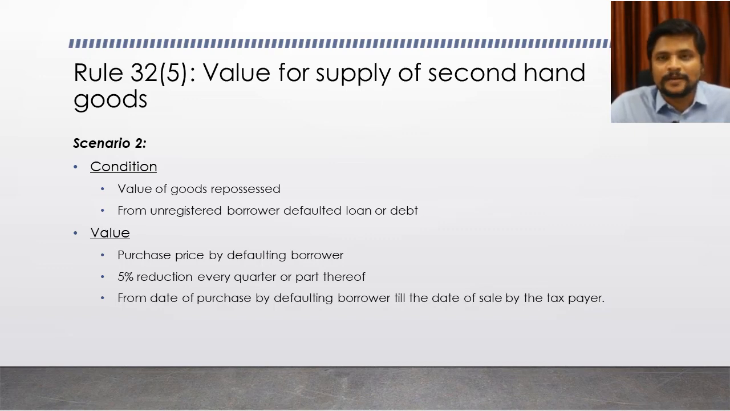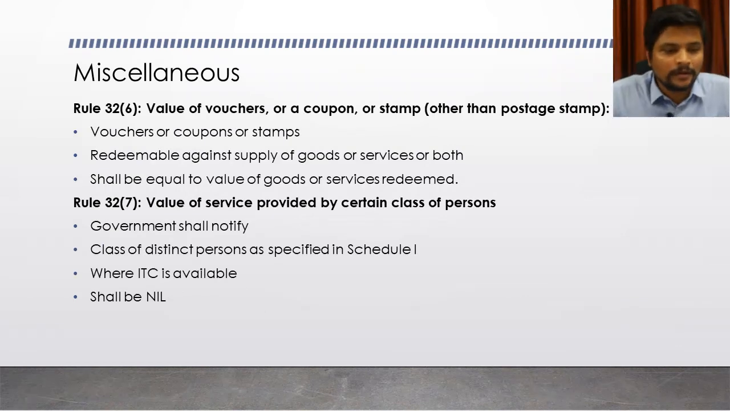Whatever the purchase price by the defaulting borrower, that has to be taken, and a 5% reduction has to be done, and depreciation of 5% has to be provided for every quarter or part thereof. For every quarter you have to calculate 5% and reduce it from the particular purchase price, during the period from the date of purchase by the borrower till the date of sale.